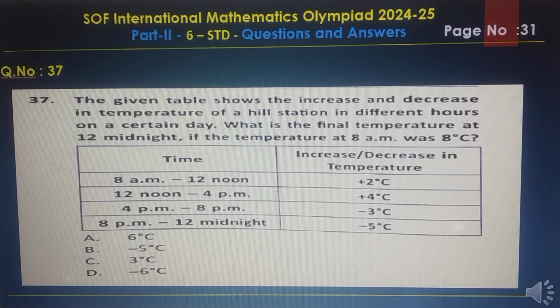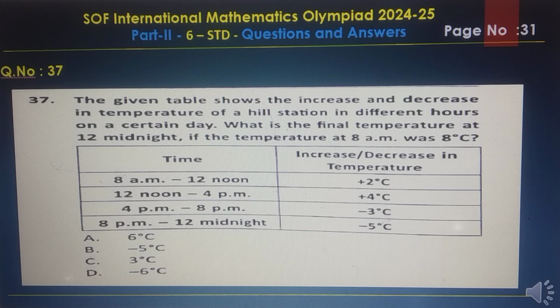Question number 37. The given table shows the increases and decreases in temperature of a hill station at different hours on a certain day. What is the final temperature at 12 midnight if the temperature at 8 am was 8 degrees Celsius? The table shows the increases and decreases in temperature.